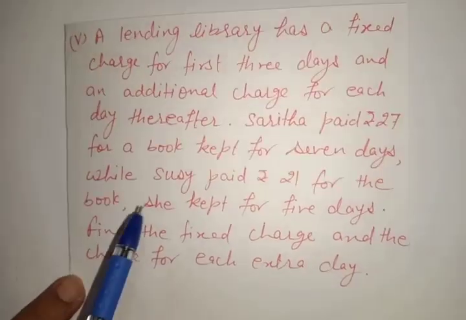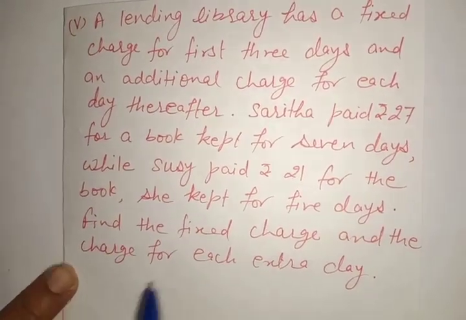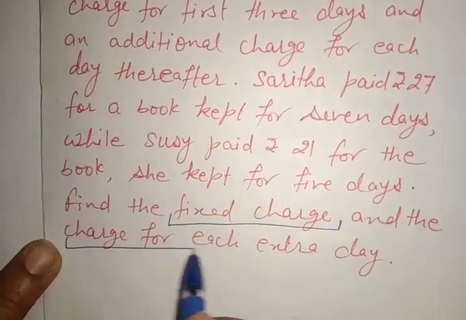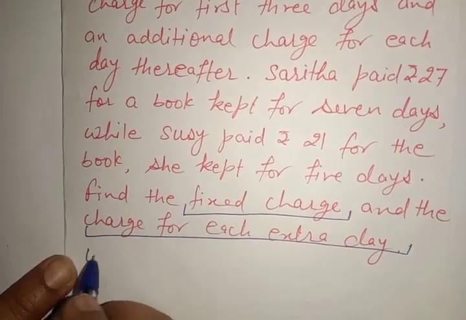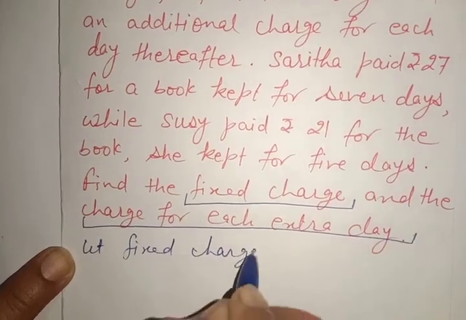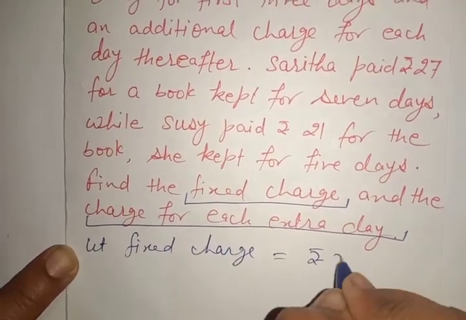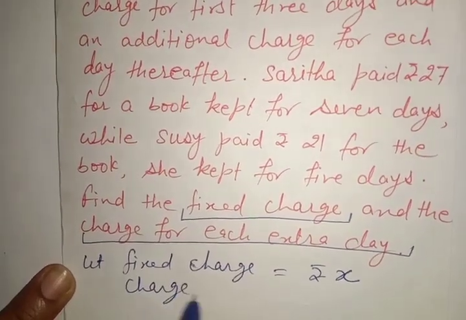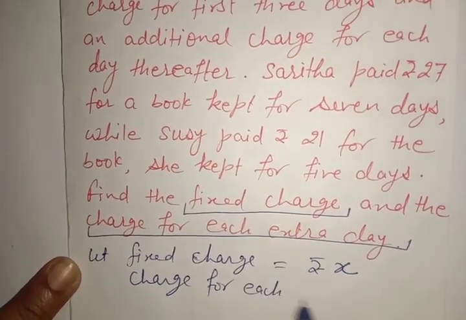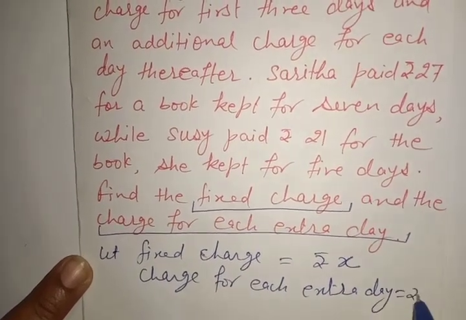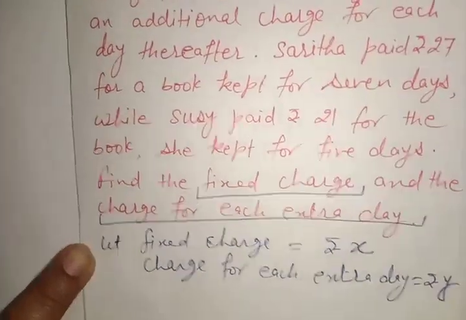Now we'll solve the fifth part. A lending library. Okay, first read the last line. Find the fixed charge for each extra day. So let fixed charge be rupees x, and charge for each extra day be rupees y. Always read the last line of the question very carefully. Now we'll read the question completely.